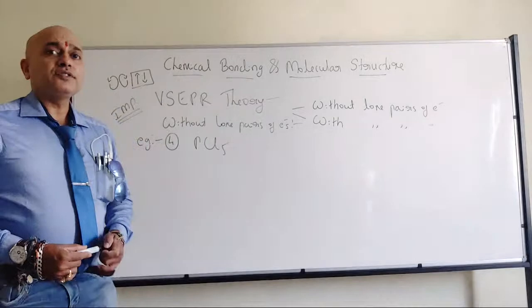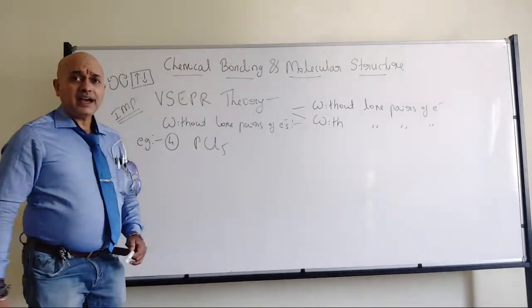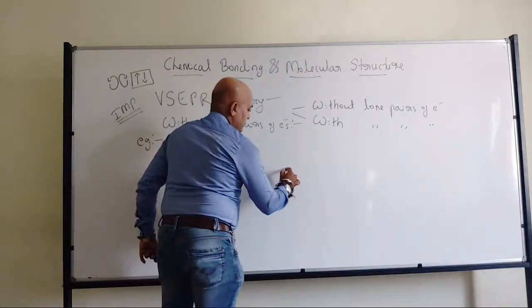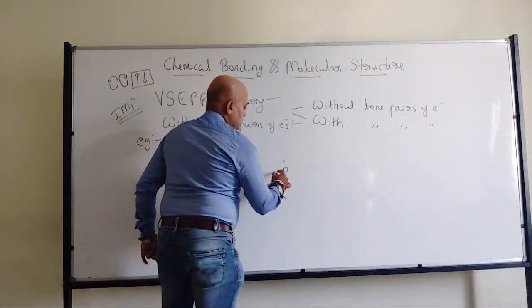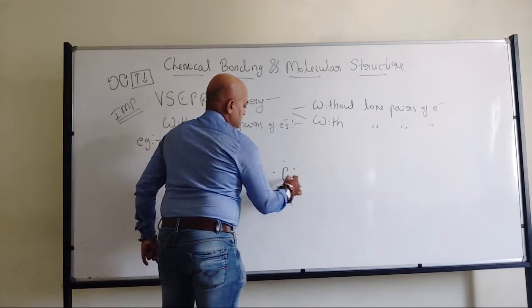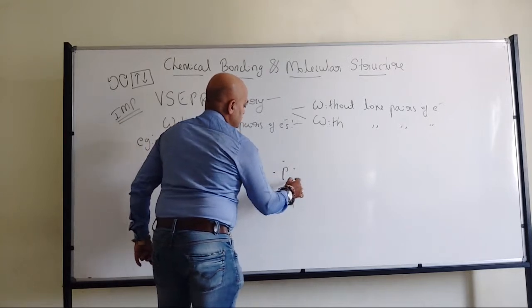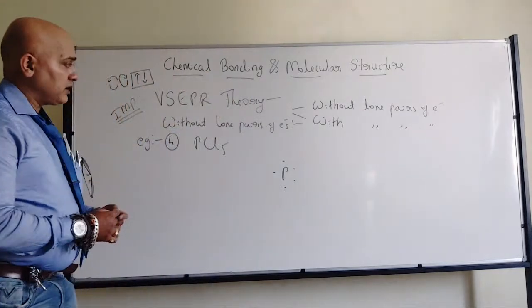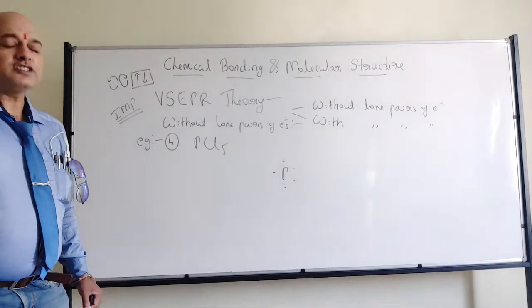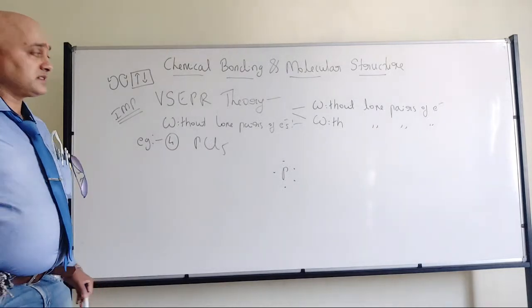Yes, all of you are correct. It should have the 5 valence electrons. Phosphorus is the central atom in PCl5. So 1, 2, 3, 4, 5. So this is where I have the Lewis symbol for the PCl5. Phosphorus.